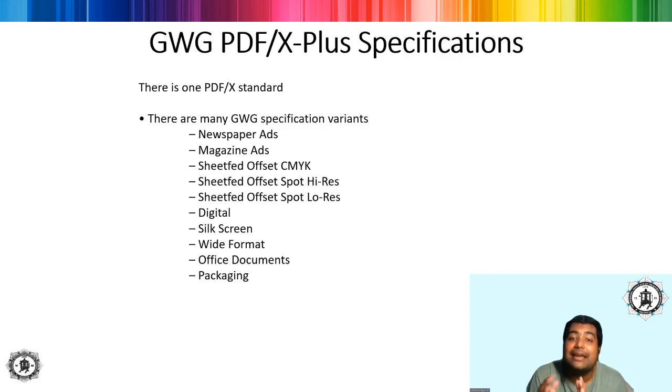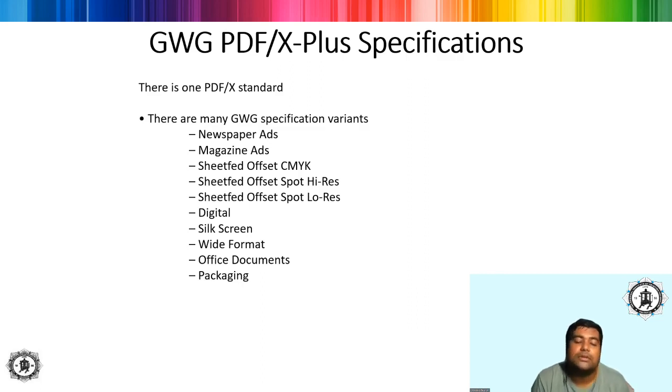So this is that third doll that I was talking about. The first doll is the PDF file, the second doll is the PDFX file standard, and the third doll is the GWG specification. So you have got a GWG specification for newspaper, another for magazine, another for sheet-fed CMYK, another for sheet-fed RGB CMYK, another for sheet-fed CMYK RGB spot, another for digital, another for packaging. All these specifications were created on top of the original PDFX standard.